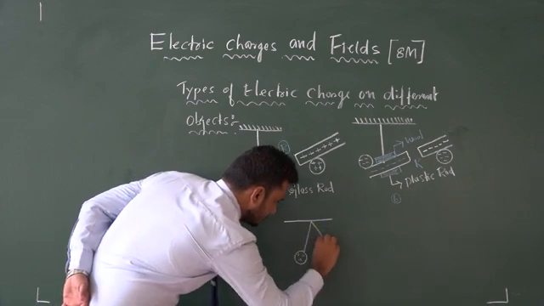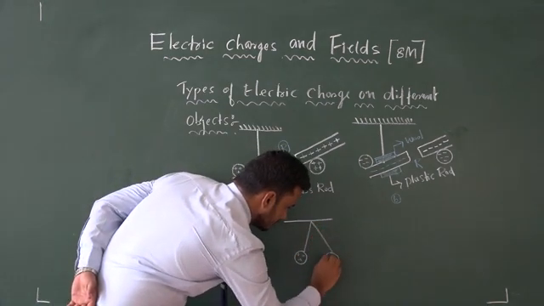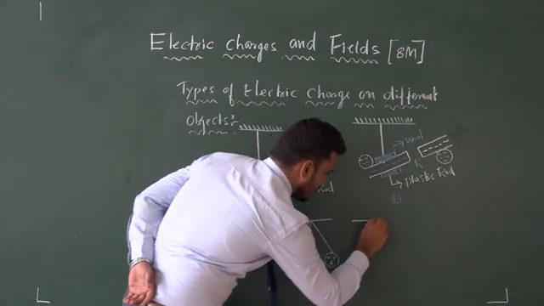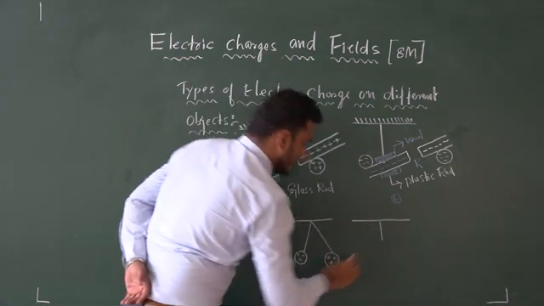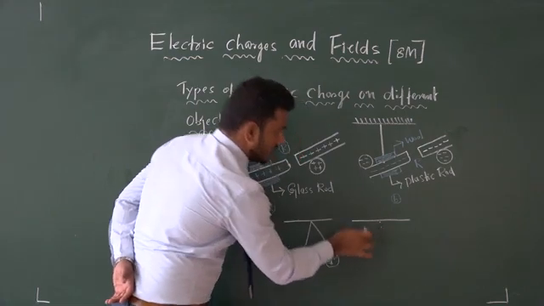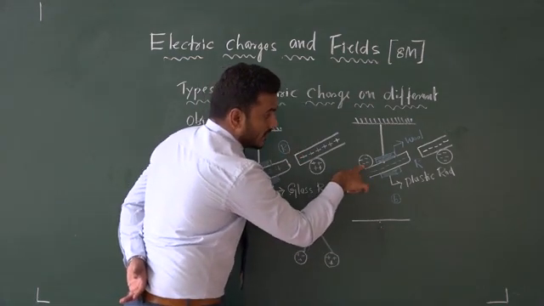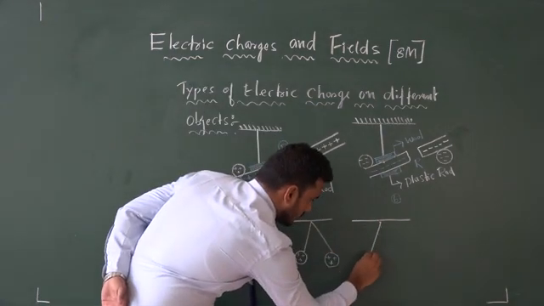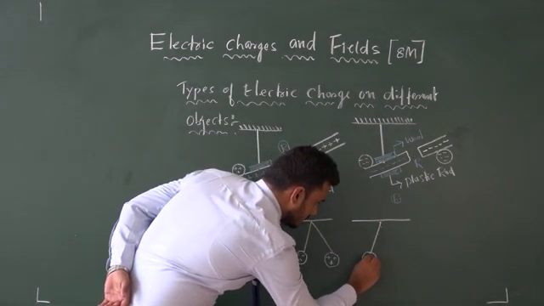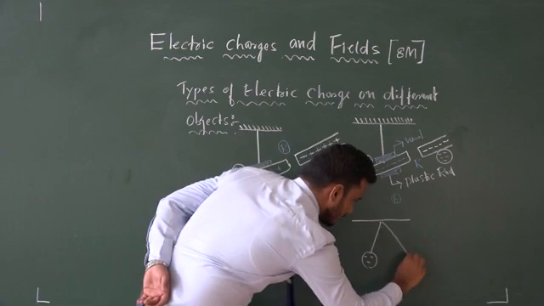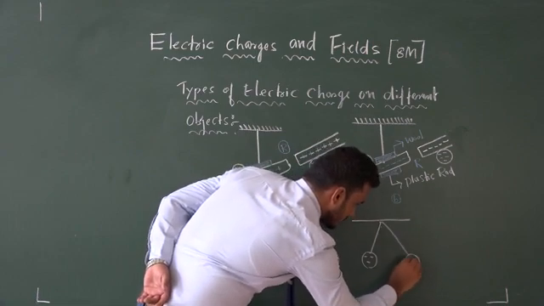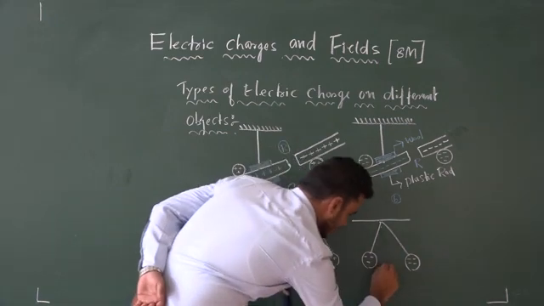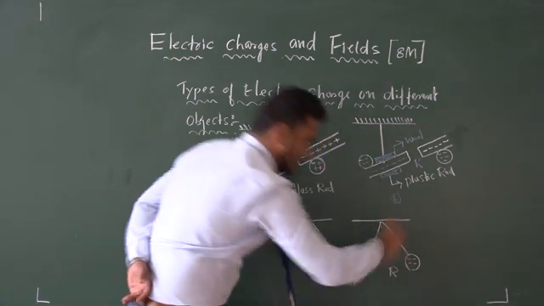Positive charge, positive charge. Now I am going to bring the two pith balls which are in contact with a plastic rod and the one more rod. So this is negative charge, and this pith ball also has negative charge. So they repel each other. Here also the force of repulsion, here also repulsive force.